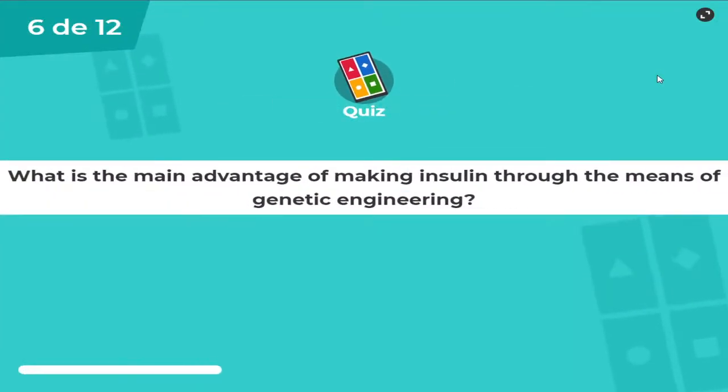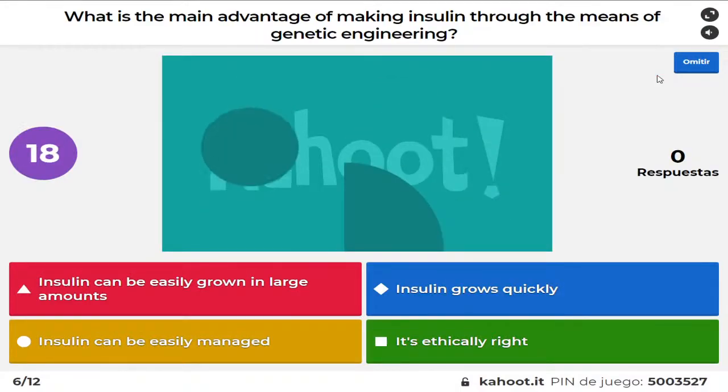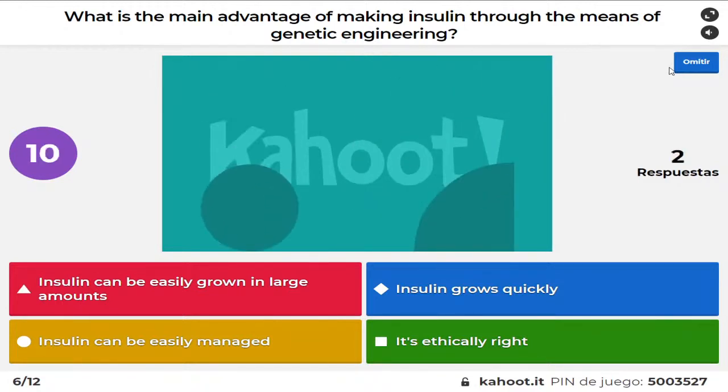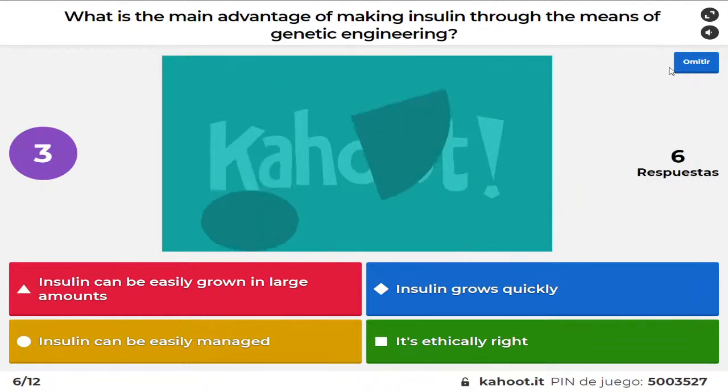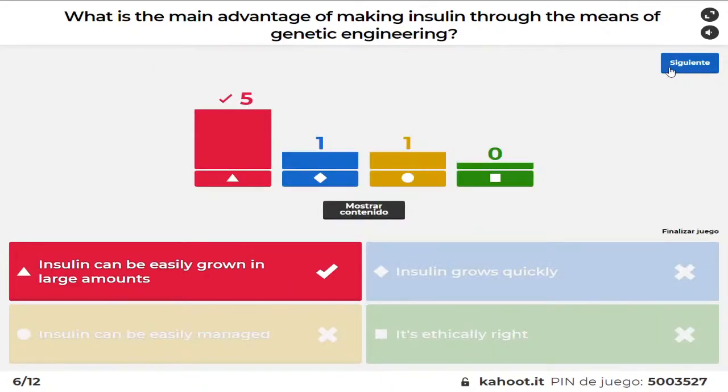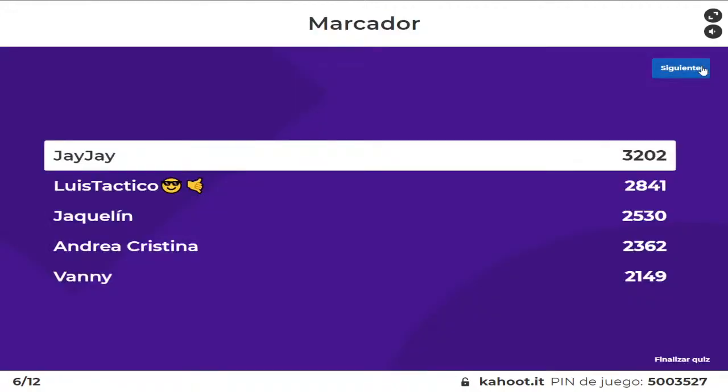Next one, number 6. What is the main advantage of making insulin by means of genetic engineering? And I told you this one. Okay, insulin can be easily grown in large amounts. Insulin can be easily managed. Insulin grows out quickly or it's ethically right. Remember that you can have large amounts of insulin because they are producing bacteria, okay? And it's the protein that we have as humans in our DNA. Next one, guys.